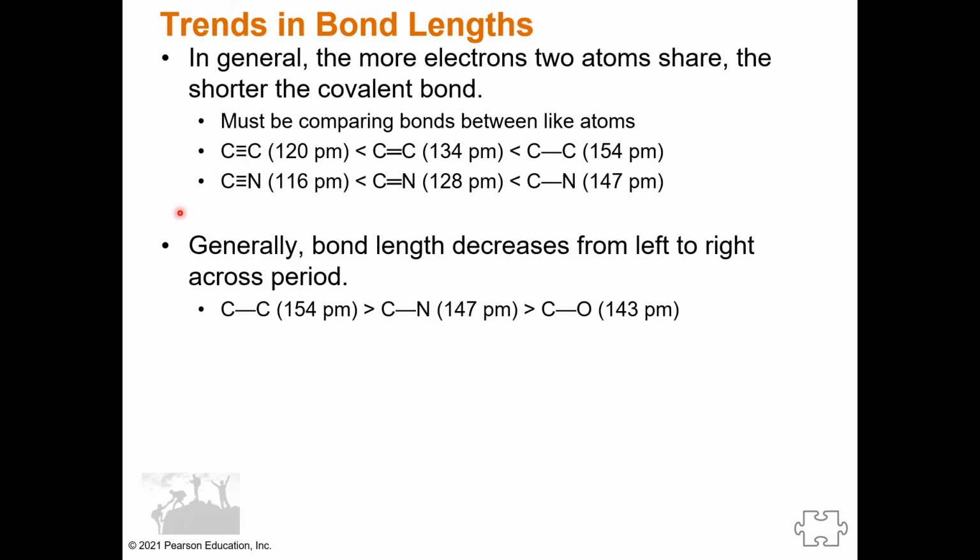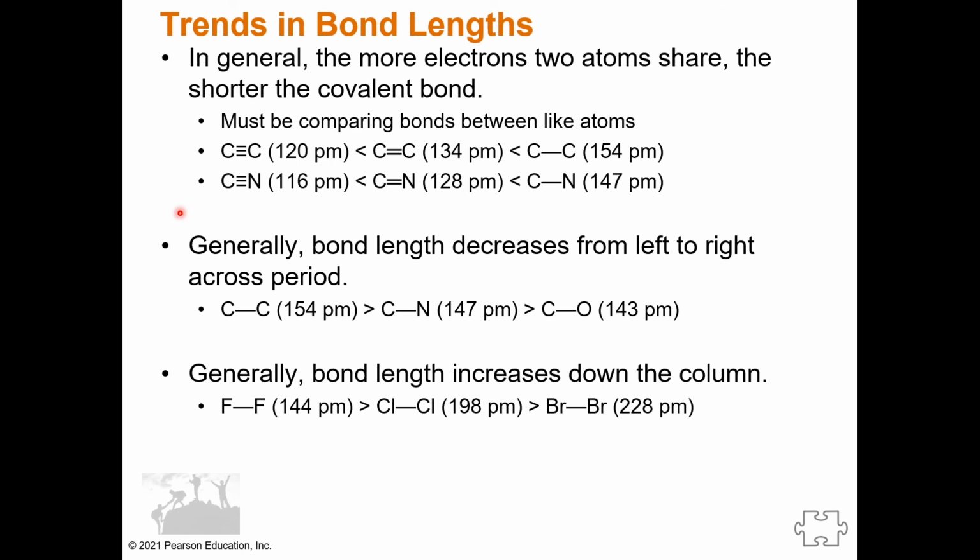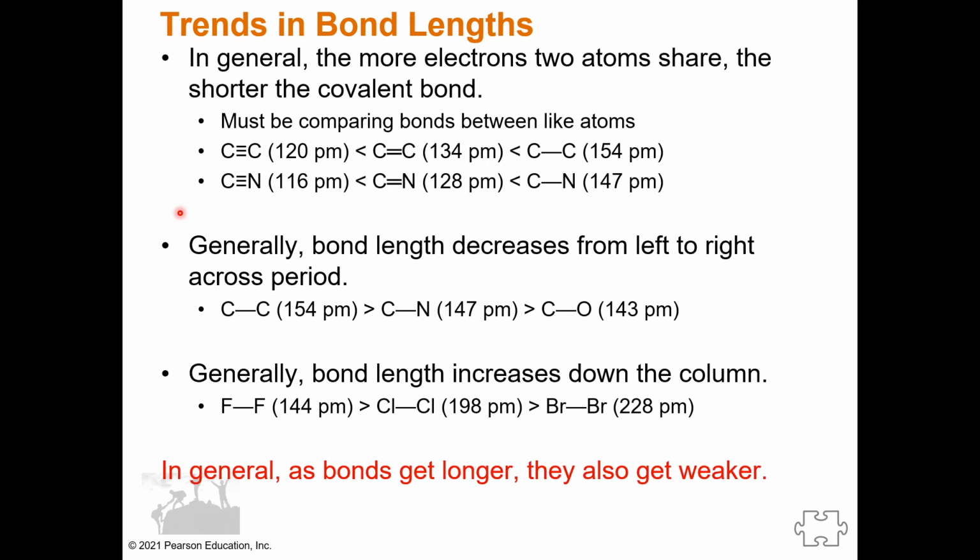Okay, thinking back to periodic trends, so in this case, atomic radius, when we move from left to right across the period, the atomic radius is going to decrease. So the same trend is going to be observed with bond length. When you go down the column in the periodic table, the atomic radius would increase. So we're going to see the same trend here with bond length. So just generally speaking, when you see longer bond lengths, they are also weaker bonds.